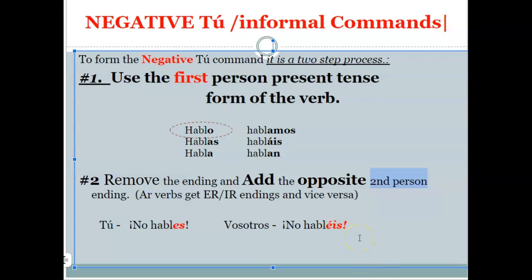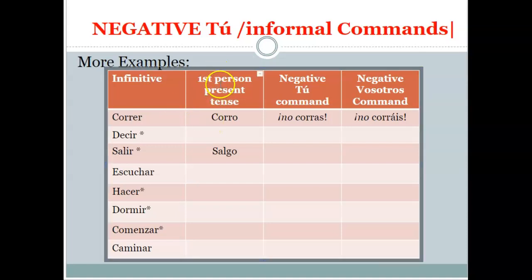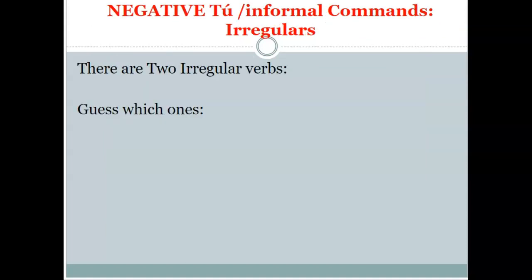It sounds very similar, right? You just have to give a little bit stronger stress to the e. No habléis. Okay. Let's keep going here. So let's practice those. So first person present tense is like go to yo, in this column. And we'll drop the o and add our opposite endings. We have tú and vosotros. And then we're going to get to the usted ones, which are actually the same.